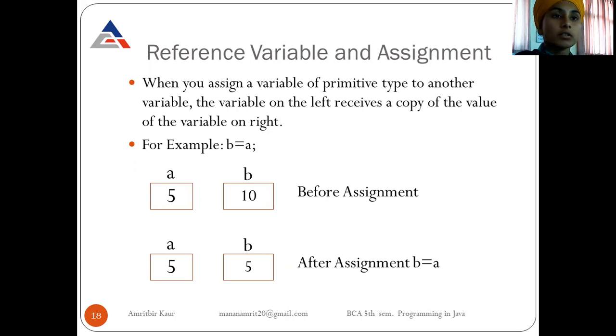Then we apply the assignment b equals a. We are assigning the value of a to b, so b also becomes 5. Now both b and a have the same value 5, but they have different copies. So when we assign a variable of a primitive type to another variable, the left variable receives a copy of the right side variable. Both are stored at different locations. We can say a is using one copy, b is using another copy.